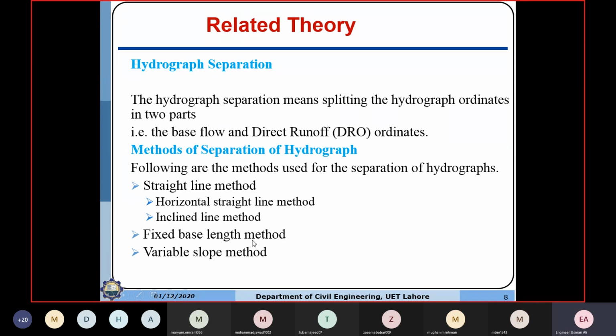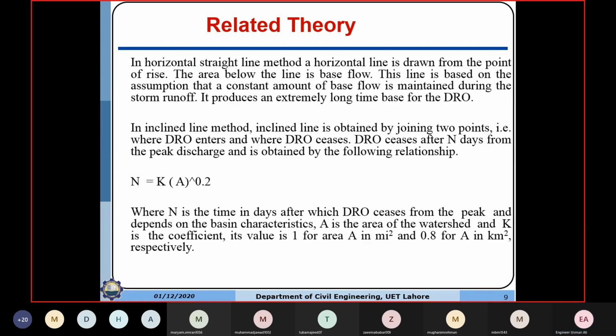Then we have the fixed base length method, in which the base flow is first reduced up to the peak, and then after the peak the base flow starts increasing, and then again we have the recession at the end. And then the variable slope method. So these are the methods used to separate the direct runoff ordinates from the base flow of the hydrograph, which is called hydrograph separation or separation of hydrograph base. All these methods are explained over here.